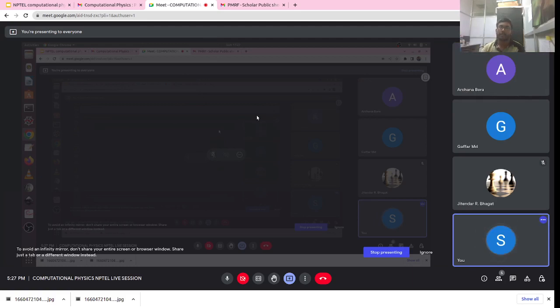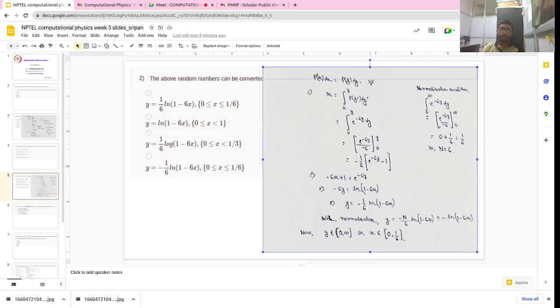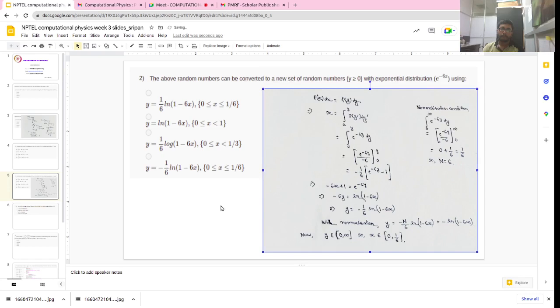Okay, fine. Minus 1/6 will come. Minus 1/6 log of 1 minus 6x. Okay. And how do we define the limits here? Limits: y goes from 0 to infinity. So here 0 means log 1, which is 0.